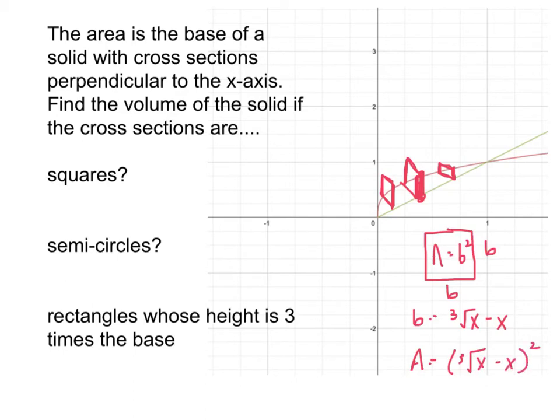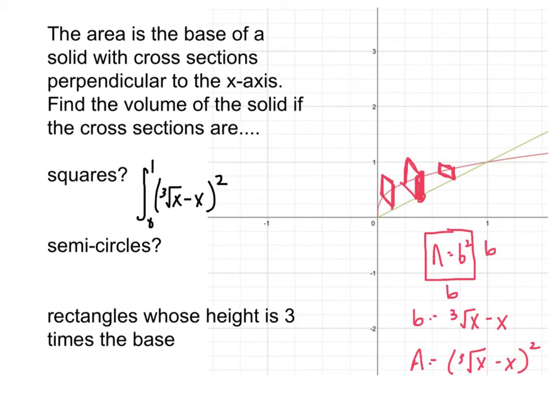So to find the volume, I simply integrate that area equation. Okay, cube root of x minus x, squared. Notice now you're actually finding the difference between the functions and squaring it, as opposed to revolutions where you must evaluate them separately, because they each represent a radius.